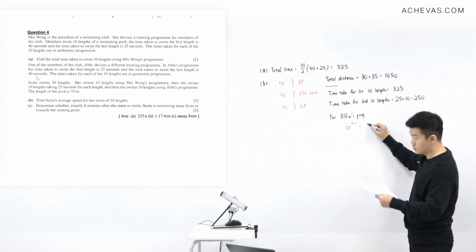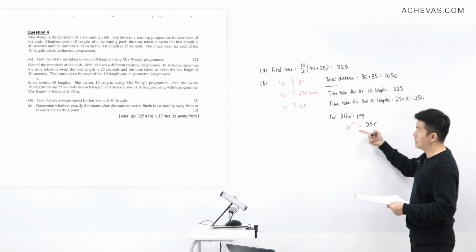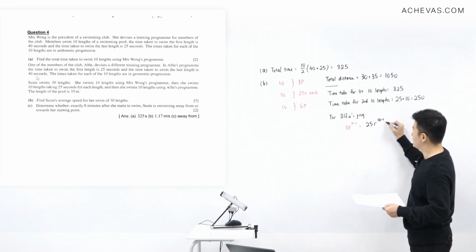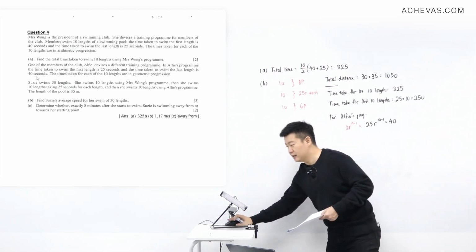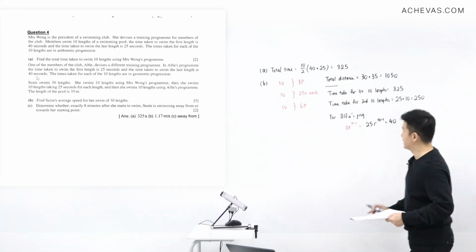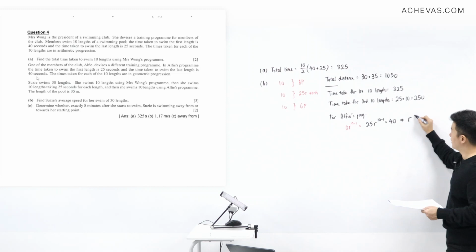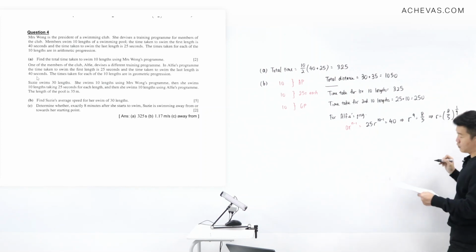A, the first term, is equal to 25. r is the common ratio. The last length is swum as the 10th one, so it's going to be 10 minus 1. This is equal to, according to the question, 40 for the last length. This helps me work out a value for r. We have r to the power of 9 equal to 8 over 5. This tells me that r is equal to 8 over 5 to the power of 1 over 9.